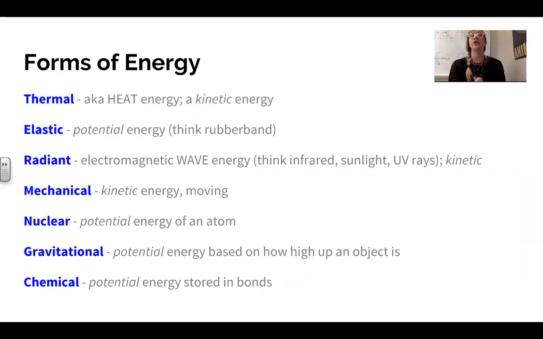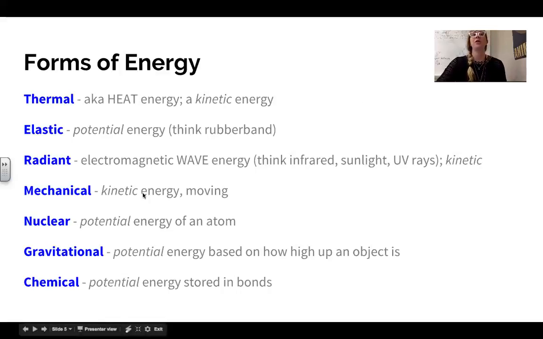Radiant energy comes from electromagnetic waves radiating, right? So think about infrared. If you ever play any of those video games where you see the heat that humans or animals are letting off, and that's how you track them down, that's infrared, right? That's a type of electromagnetic wave. Sunlight, the sunlight has electromagnetic waves in it. UV rays, also from the sun, right? Those are what give you a sunburn. That is a form of kinetic energy. Those waves are moving.